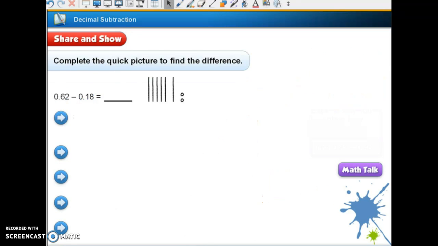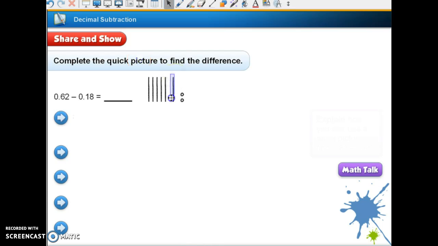Now we should be on page 127 of the workbook. So it says complete a quick draw picture to find the difference. 62 hundredths minus 18 hundredths. Okay? Can I take 2 minus 8?